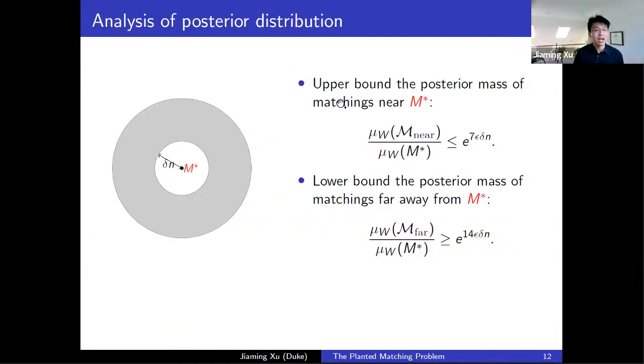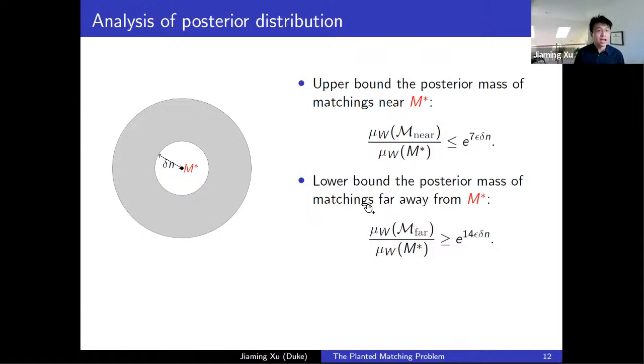The first step is that we try to upper bound the posterior mass of matchings that are very close to M star. In particular, we consider a ball of radius delta n, this white region, of all the matchings that differ from M star by at most delta n edges. And we can show that the total probability mass in this white region, normalized by the posterior probability of M star, is at most exponential of some constant 7 times epsilon times delta times n. So that's the first step.